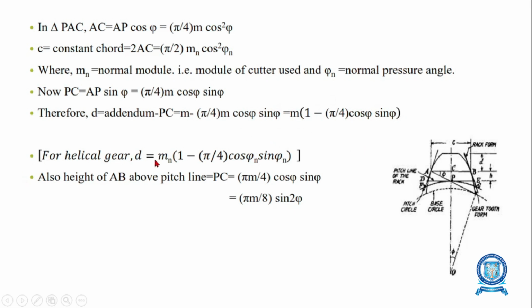So for helical gear, D is equal to mn into (1 minus pi by 4) into cos psi n sin psi n. Therefore, height of AB above the pitch line is equal to PC, which is equal to pi m divided by 4 cos psi sin psi, which is equal to pi m divided by 8 sin 2 psi.